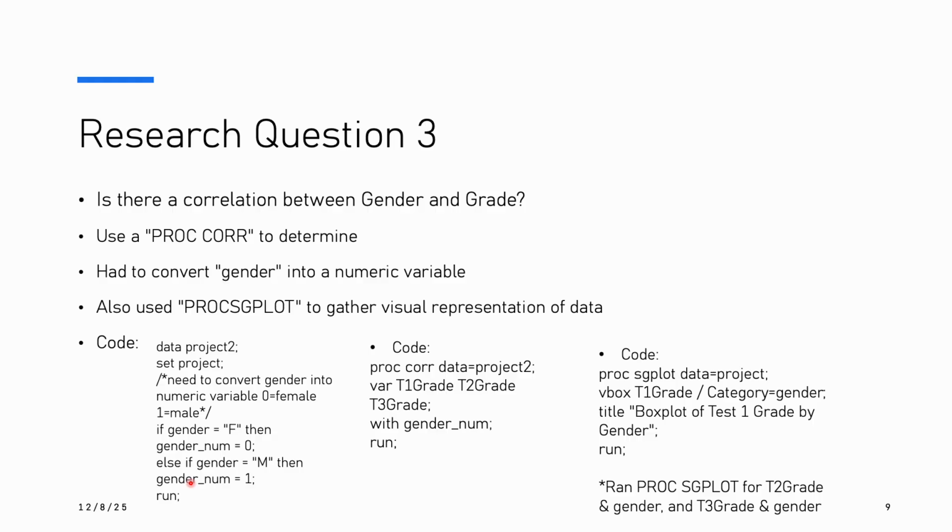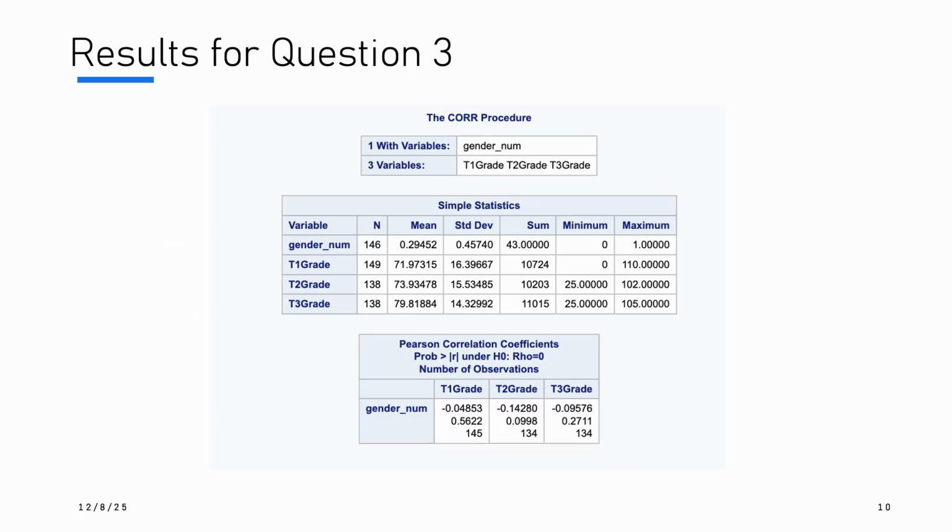Then we used a PROC SGPLOT to gather a visual representation of the data as well. So not only do we have our PROC CORR here, where we have our numeric variables as the test 1 grade, test 2 grade, and test 3 grade, with our new numeric variable of gender, we also have our PROC SGPLOT using VBOX to get box plots using test 1 grade and category, and we ran this for test 2 and test 3. Mary ran the code.